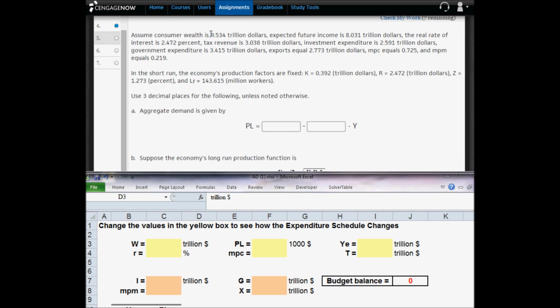one at a time. So consumer wealth is $9.534 trillion. Expected future income is $8.031 trillion. The real rate of interest is 2.472%.